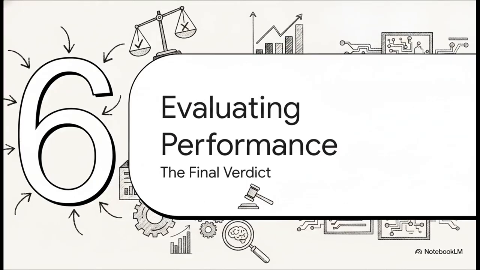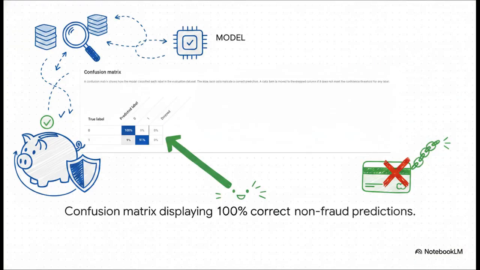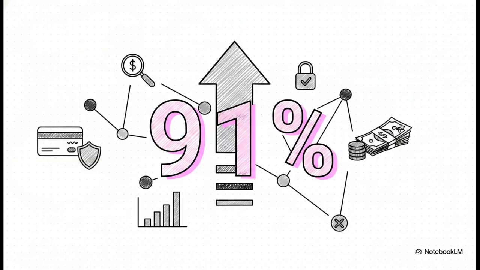Finally, Section 6. Evaluating model performance, the final verdict. So, moment of truth. Did all this careful data prep actually work? The model was tested against that independent 10% test set we set aside earlier, and the resulting confusion matrix is pretty incredible. The model successfully predicted 100% of the non-fraud cases correctly. It didn't falsely accuse a single legitimate customer of fraud. And what about the actual fraud cases? It correctly detected 91% of them.